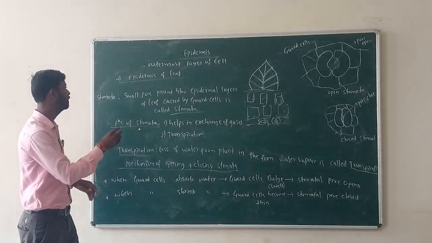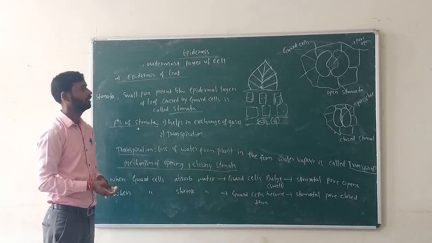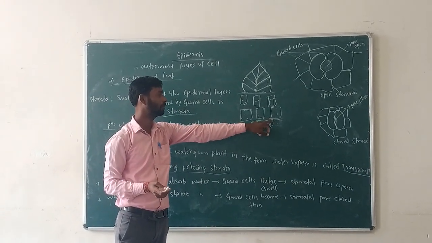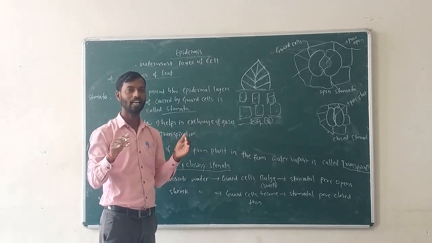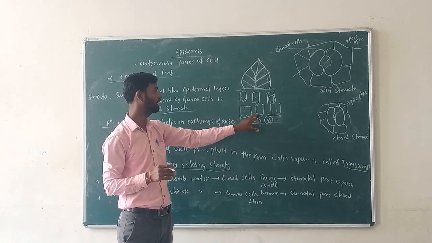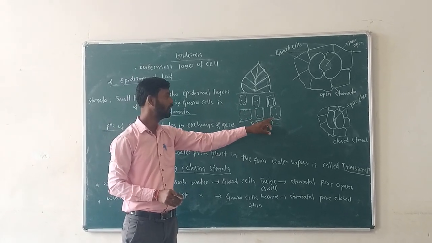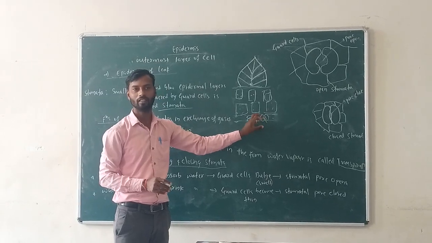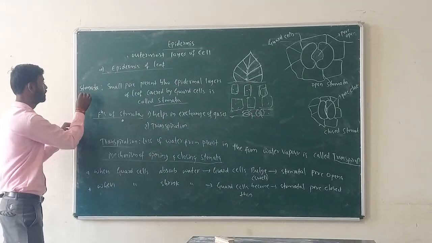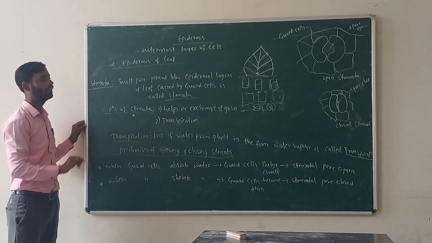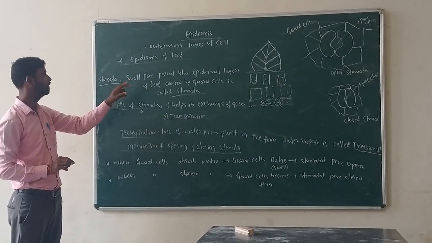If we see the epidermis of the leaf, in the leaf the outer epidermis and inner epidermis are present. If we take the transverse section of the leaf, it contains the chloroplast cells. Along with the chloroplast cells, in between the outer epidermis and inner epidermis, a small pore is present. That small pore is called what? Stomata. Stomata is present in between the two epidermal layers of the leaf.